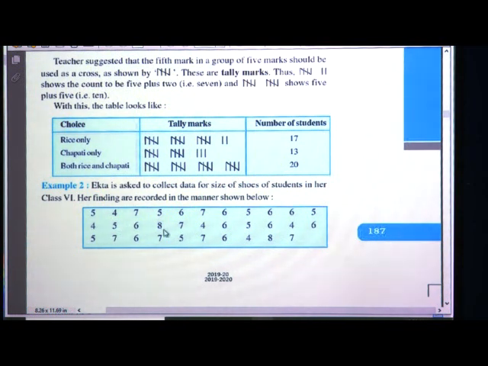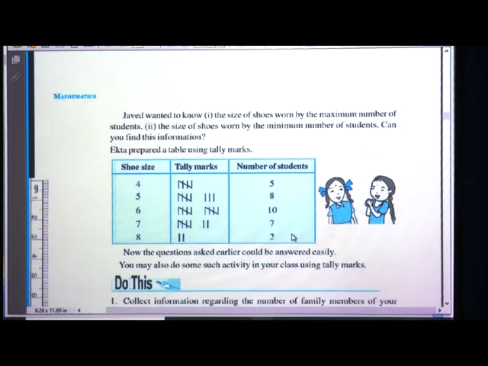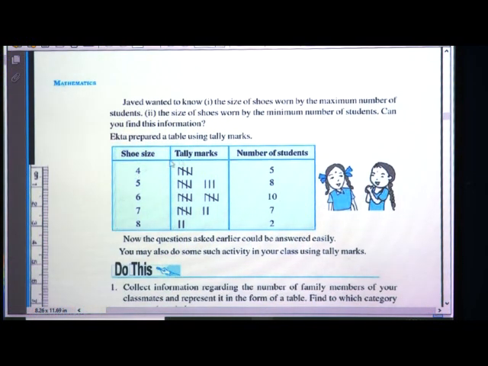Now, we will count for 8. We have 1 and 2. Now, we got finally the shoe size and the number of students for that particular shoe size. For 4, we have 5 students. For shoe size 5, we have 8 students. For 6, we have 10 students, and for 7, we have 7 students, and for 8, we have 2 students.